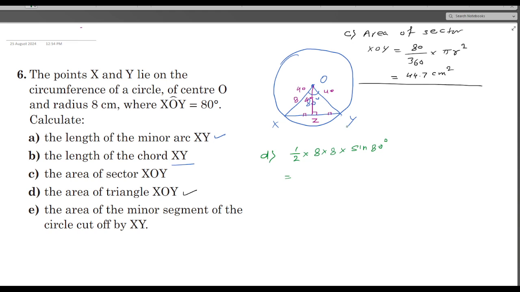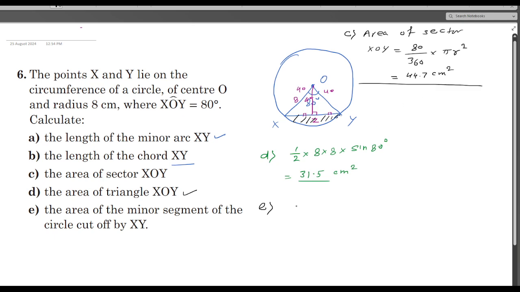So your result will be 31.5. So D, area of the triangle, is 31.5 centimeter square. Now E part, the area of the minor segment of the circle cut off by XY. So it is area of sector minus area of triangle.